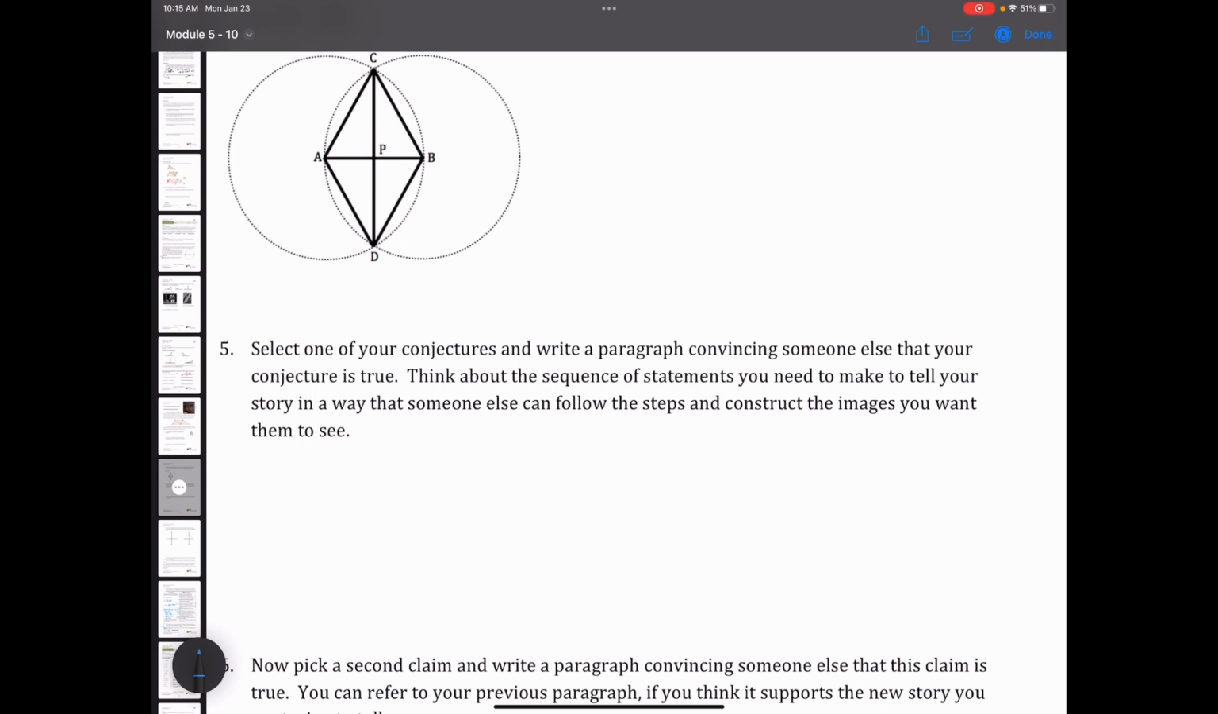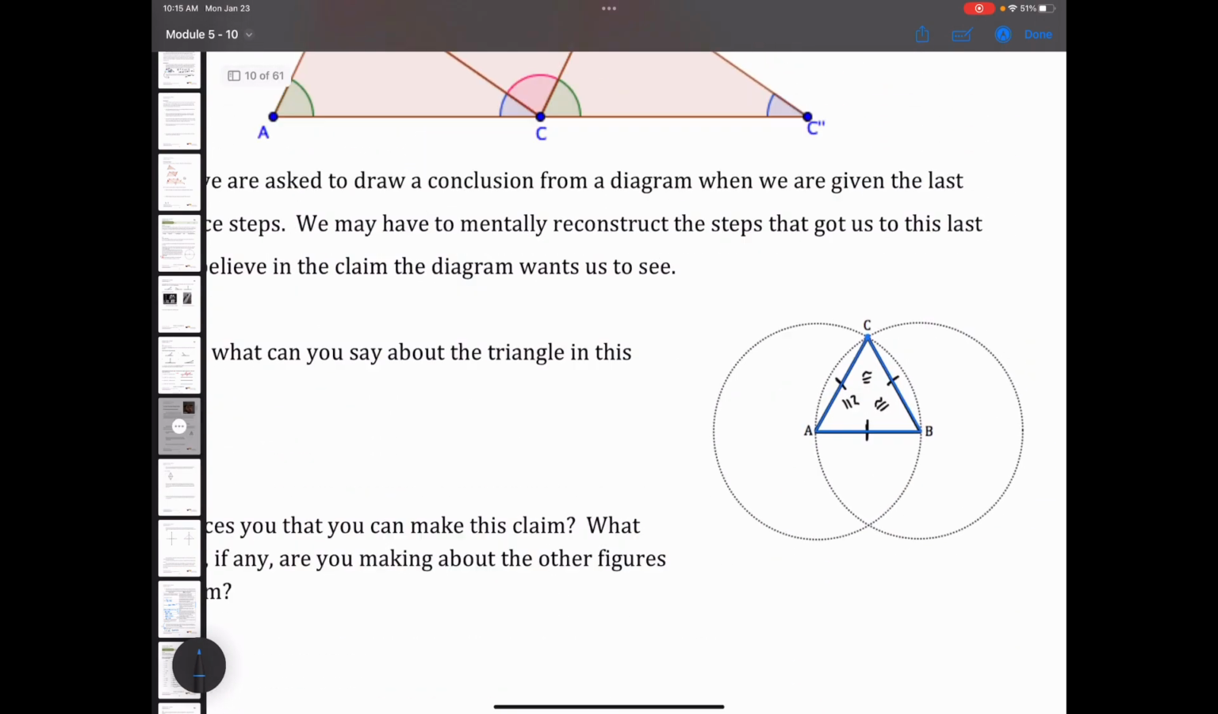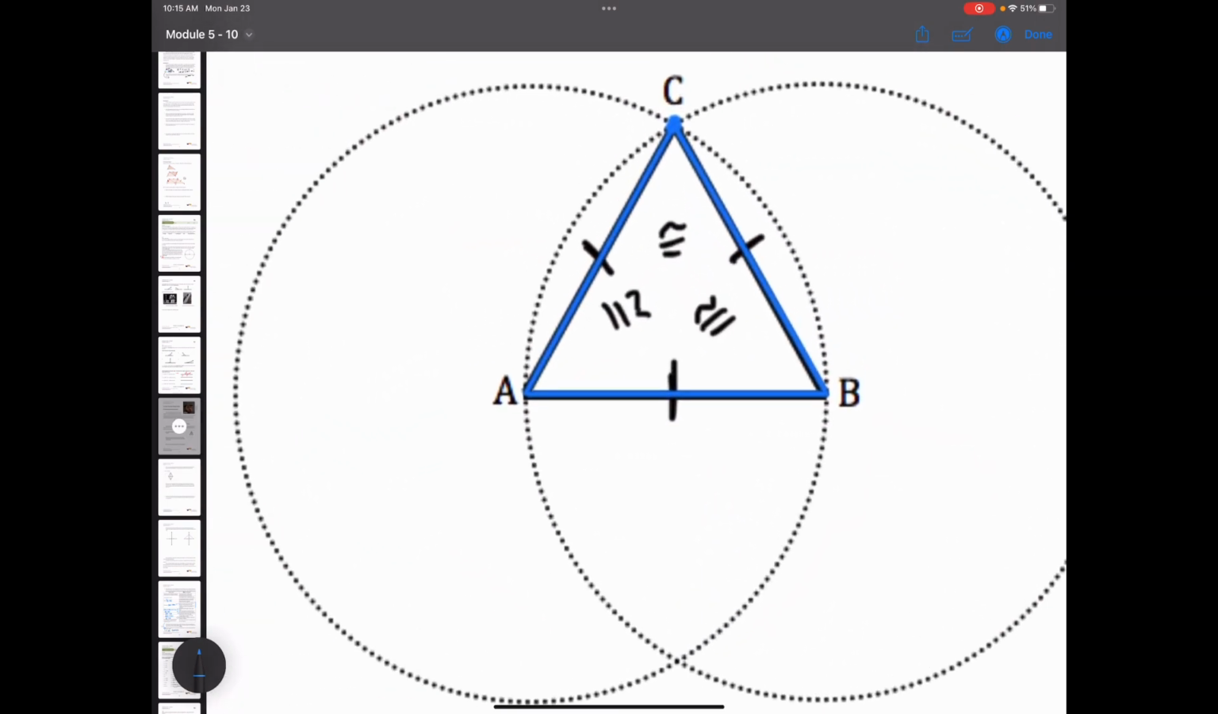So I want you to think about one of your conjectures. As we did up here, how we explained that we have a radius that is congruent to another radius that's congruent to another radius, they're all three congruent, that means it's equilateral. You're going to do that same process in words to prove one of your conjectures.